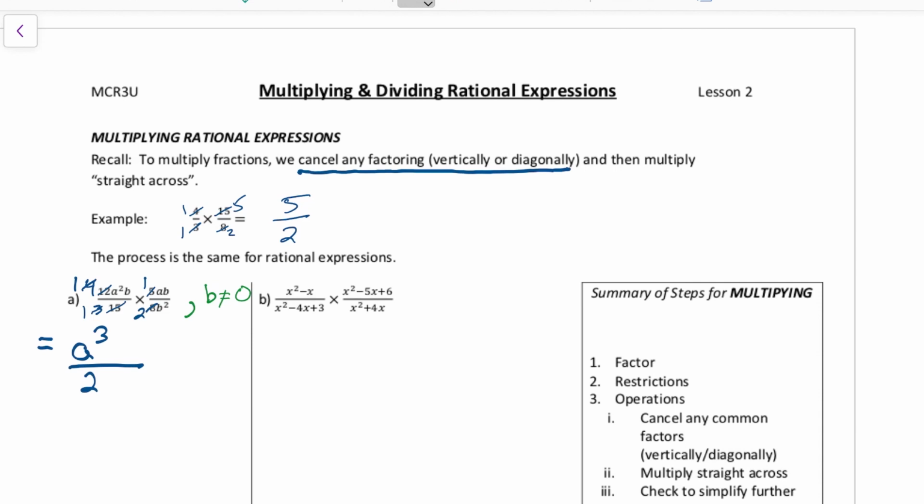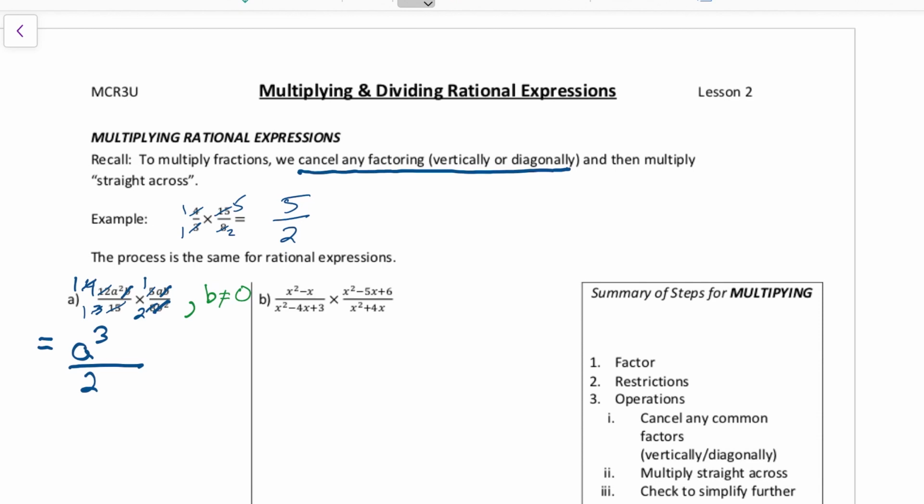The next part would be my b's. I've got a b times a b in the numerator, and then a b squared. And so b times b in the numerator becomes b squared. And so that divides with this b squared, and so the b's are gone. And so I end up with just a cubed over 2.